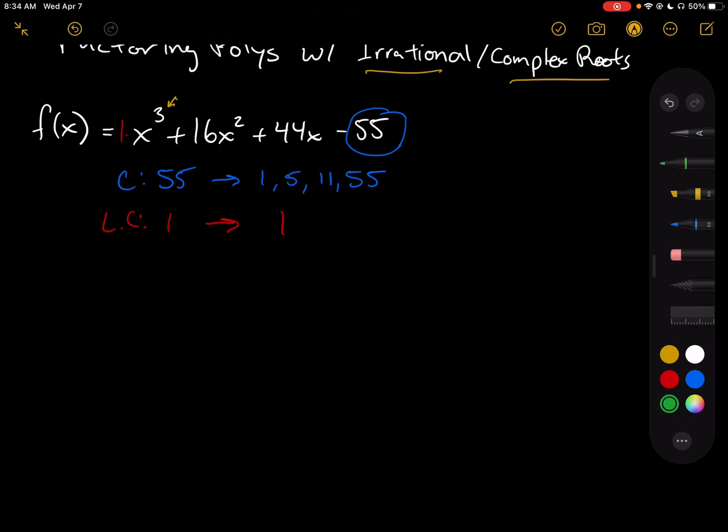And then we're going to match up top and bottom to come up with that list of possible rational roots. So we've got 1 over 1, which will be 1, 5 over 1, which will be 5, 11 over 1, which will be 11, and then 55 over 1, which will be 55. And remember, we care about both the positive and negative versions. We've got to check all of those roots. So while it looks like 4 numbers, we've got positive and negative, so it's a total of 8 things that we would potentially have to check at the maximum.